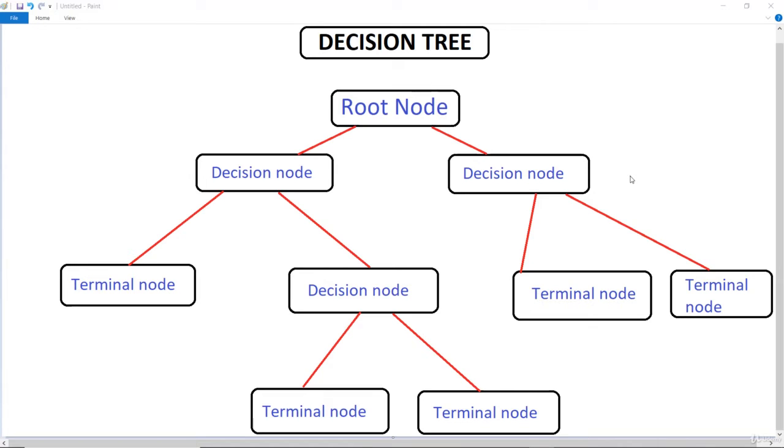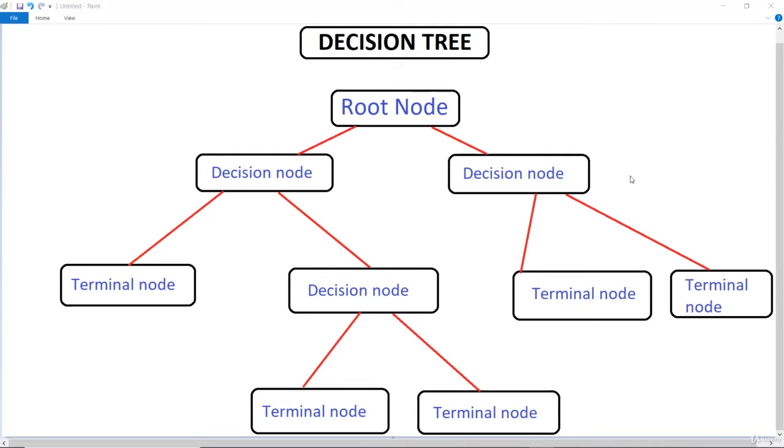Now we are going to discuss decision tree. Decision tree is basically a tree-shaped diagram, as you can see, which shows a graphical representation of a problem with all the possible solutions to a decision. All decisions are based on some conditions, which are used to determine a solution for a problem.